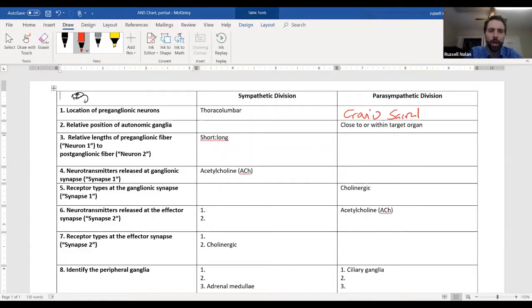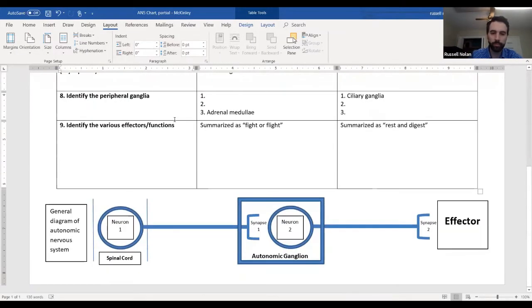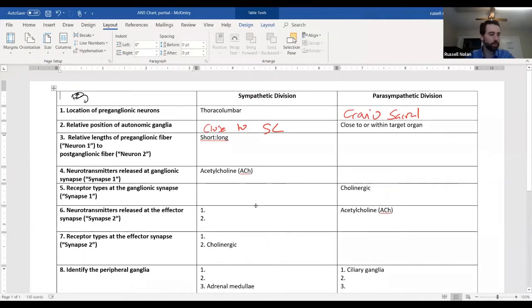So once again, feel free to put in the chat or turn off your audio if you have any questions. Now we get to rows 2 and 3, and these are related. What's the relative position of the autonomic ganglion? You can see parasympathetic is close to or within the target organ. Sympathetic is close to spinal cord. So if we scroll down here, think about these as 2 rubber bands. So we have rubber band 1 and we have rubber band 2.